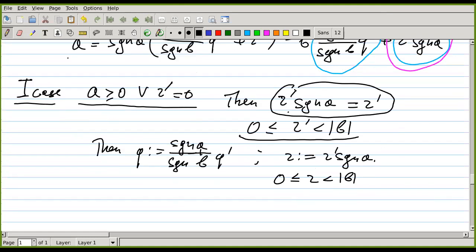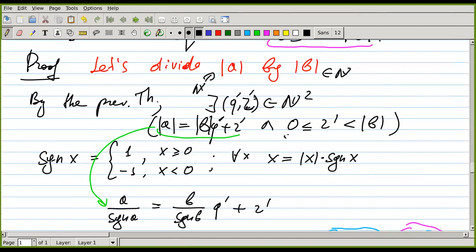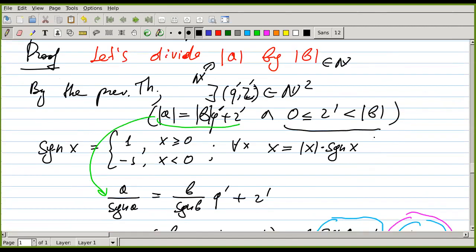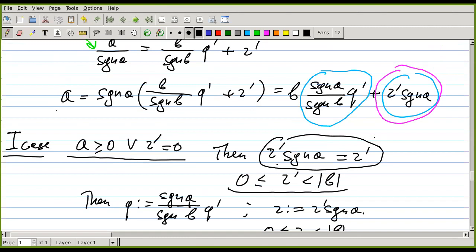Okay. But what is the second case? Let's use some logic. What does it mean that this disjunction is false? It means that A is less than 0, A is negative, and R prime is positive. You know, R prime cannot be negative. If it is not 0, then it is positive. Is it clear? Yes. And then we will continue with this equation, and we will use a very simple trick.